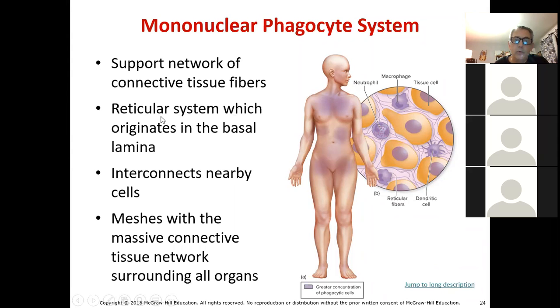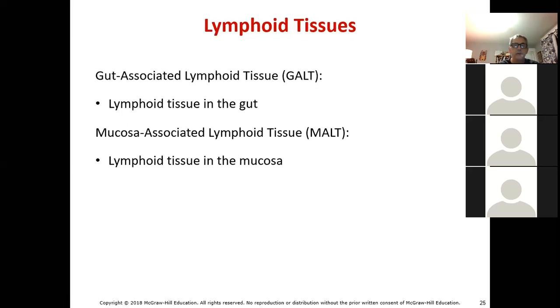The reticular system, which originates in the basal lamina area, interconnects nearby cells. It meshes with the massive connective tissue surrounding all our organs. Among the lymphoid tissues in our digestive tract, we have what we call the gut-associated lymphoid tissue, or GALT, which has immune cells. Throughout the mucosal layer we also have some lymphoid tissue with immune cells. For example, our digestive tract and respiratory tract all have immune cells.